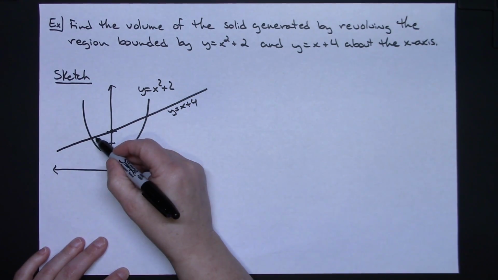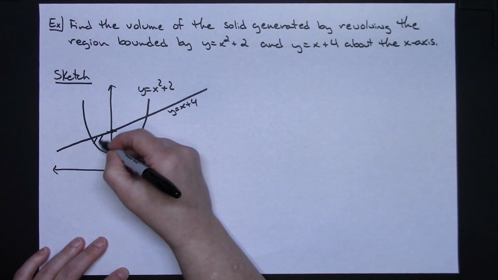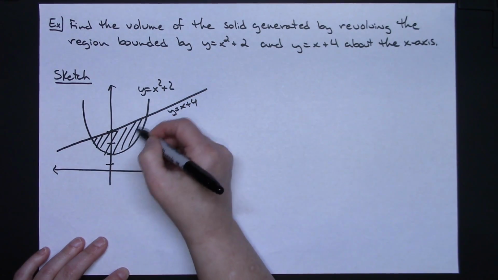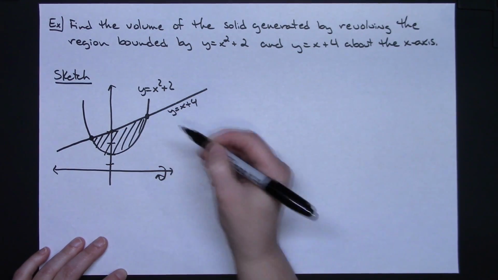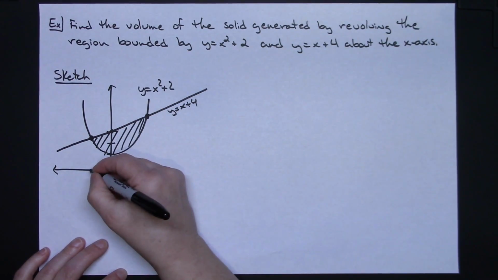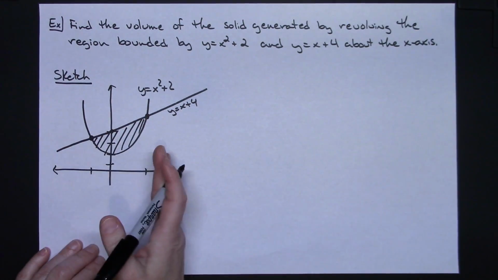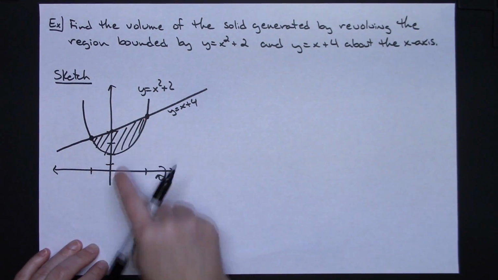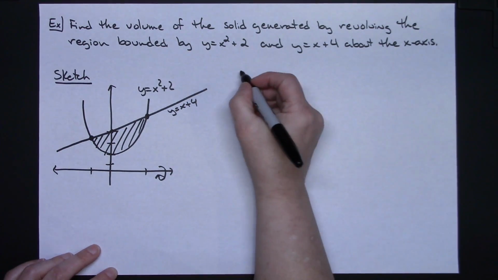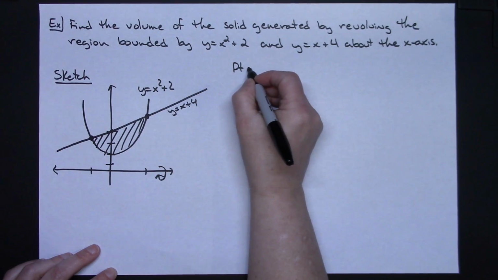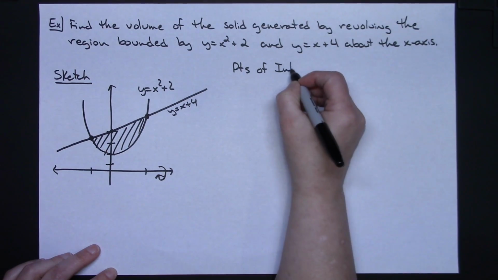So the region that I will be revolving around the x-axis is right in here. First off, I know I'm going to need to locate those 2 points of intersection, because I'm going to need to run this along my x-axis from a to b. So I've got to find those intersection points. To find them, you're going to set the 2 curves equal to each other.